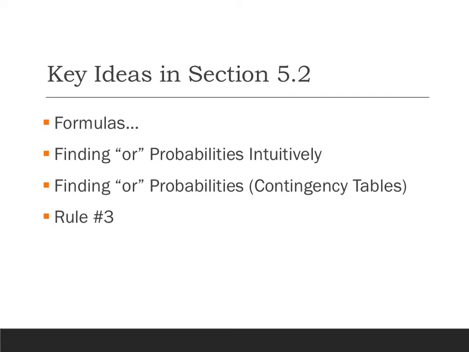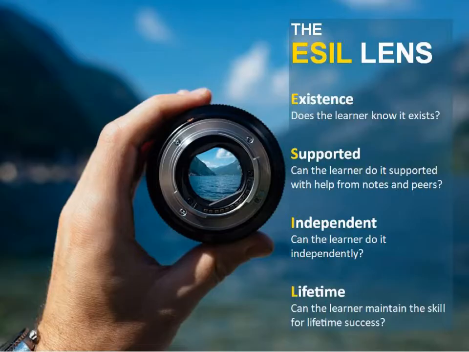Okay, some of the key ideas that we're going to talk about in section 5.2, that I want to pull out from the interactive assignment that you've hopefully already looked at, is the idea of the formulas that the book and the videos may talk about, and then also how we're going to be finding OR probability. So what does it mean when we're looking for the probability of A or B? That's what we're going to talk about in this video. In the other two videos, we will talk about contingency tables and our third rule of probability.